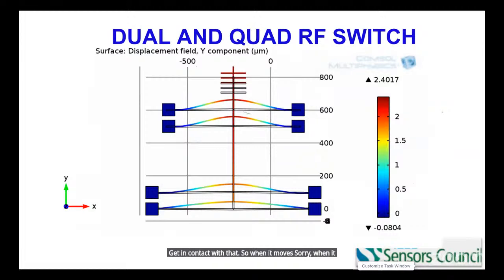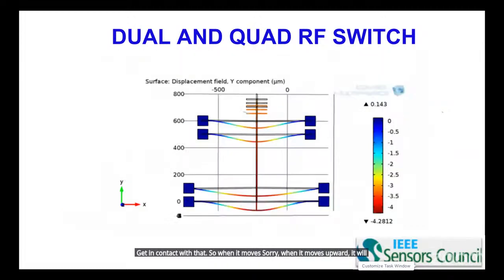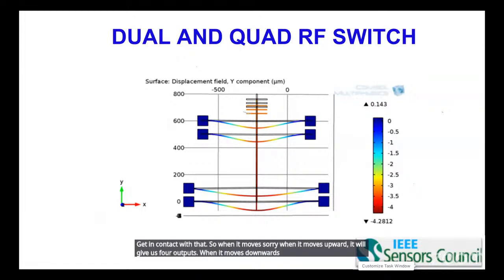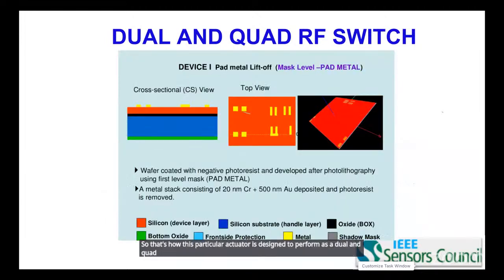So when it moves upward, it will give us 4 outputs. When it moves downwards, it will give us 2 outputs. So in that way, based on controlling the displacement upward and downward, it will just go and sit on the contact pads. That's it. It's a quite simple mechanism. So that's how this particular actuator is designed to perform as a dual and quad RF switch.